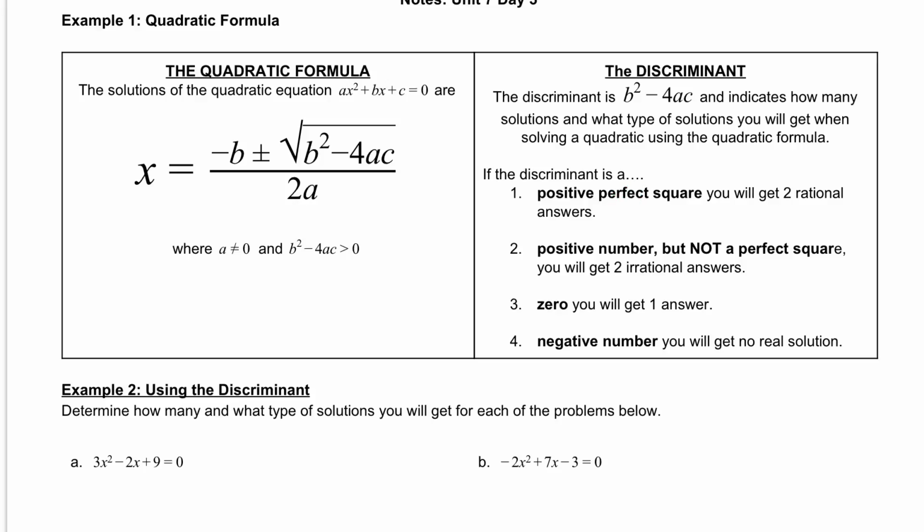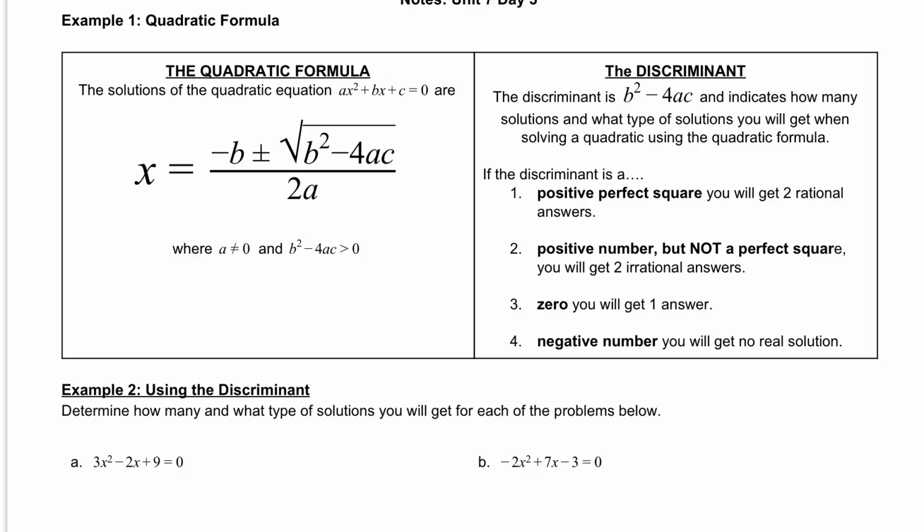If the discriminant is a positive perfect square, remember our perfect squares are 4, 9, 16, 25, 36, etc. So if your discriminant is a positive perfect square, you will get two rational answers, which means two nice numbers that can turn to a fraction or a whole number. If your discriminant is a positive number, but it is not a perfect square, you're going to get two irrational answers, which means you'll have a square root in your answer.